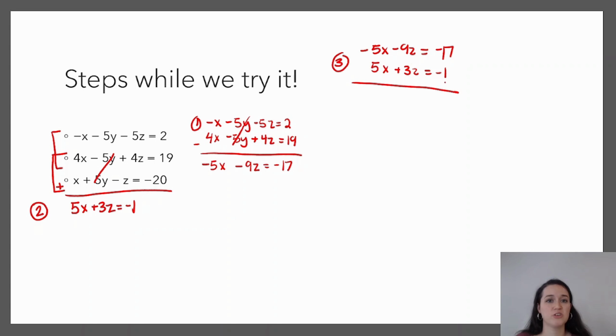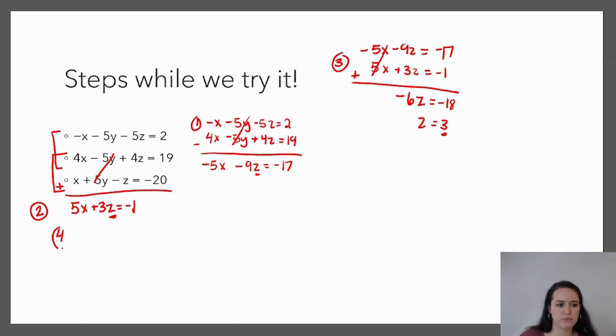Now my 5's are already set up, ready to go. So what I'm going to do here is add them together. X's cancel out. I'm left with -6z equals -18. So z equals 3. And like that, I have one of my numbers. Awesome. So now I'm going to take this 3 and I'm going to plug it into either this z that I found or this z. I'm going to plug it in here.